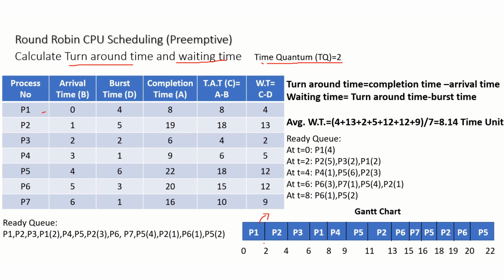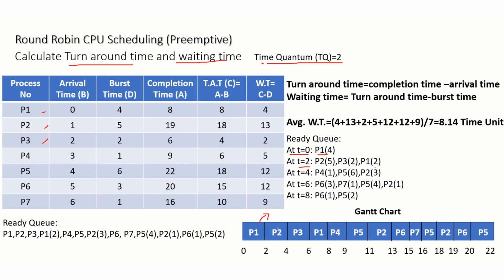Okay, and at t equal to 2, how many processes have arrived? P2 and P3. Okay, so it's good practice to write the ready queue here. So at t equal to 0, P1 has arrived, and its burst time is 4 milliseconds. Okay, so at t equal to 2, what will happen? P1 will be out. So how many milliseconds are remaining for P1? It's 2. At the same time, P2 has also arrived and P3 has also arrived.